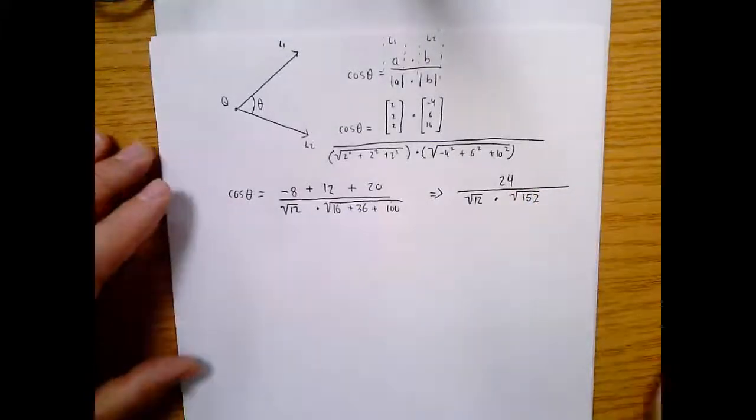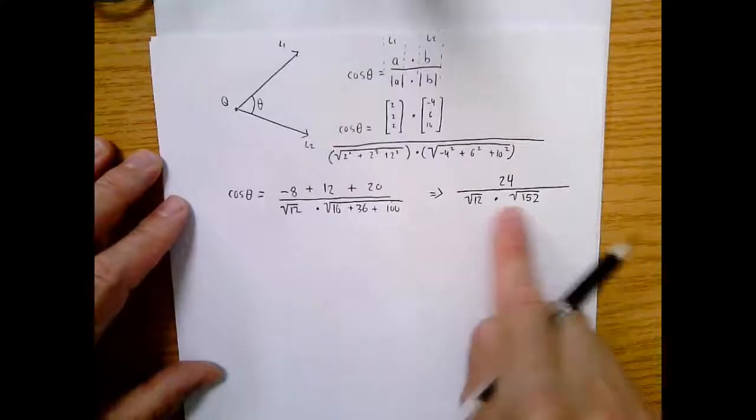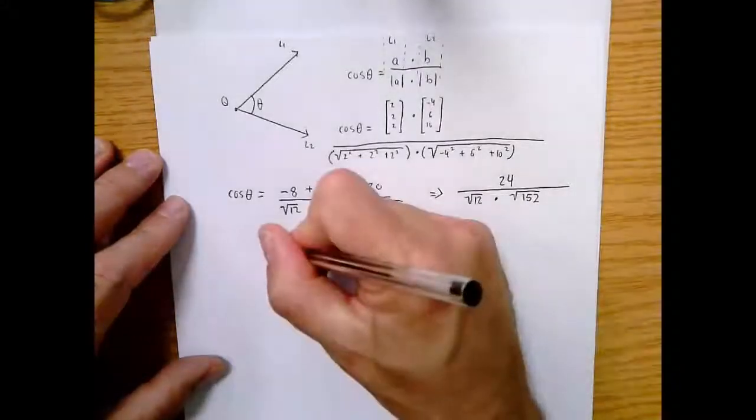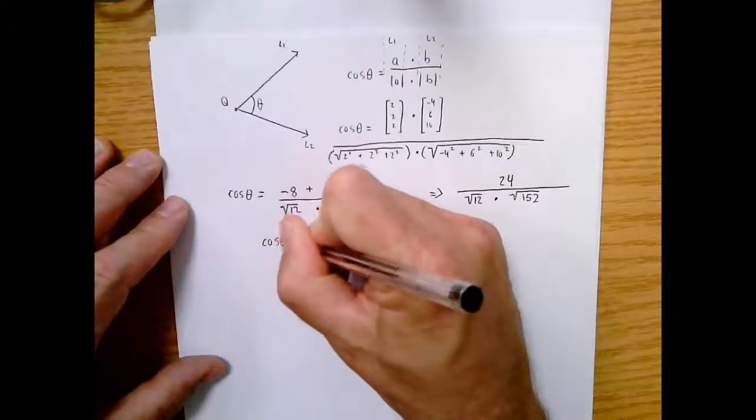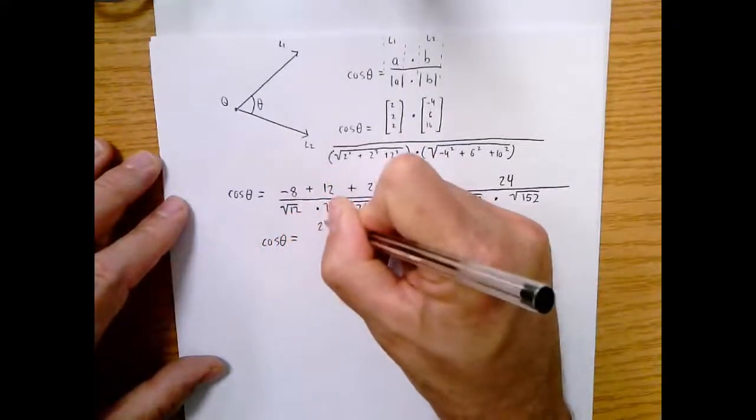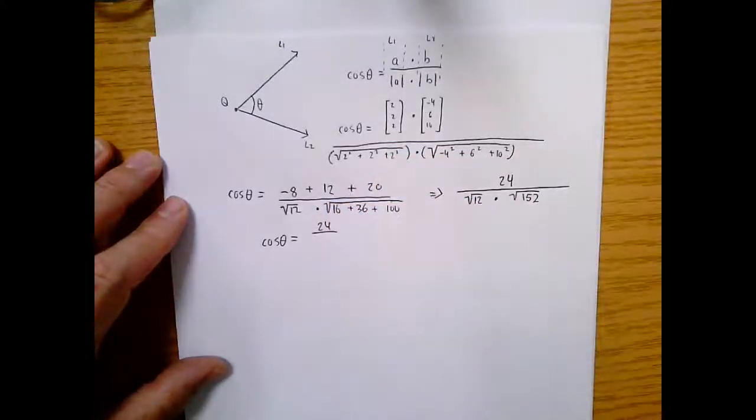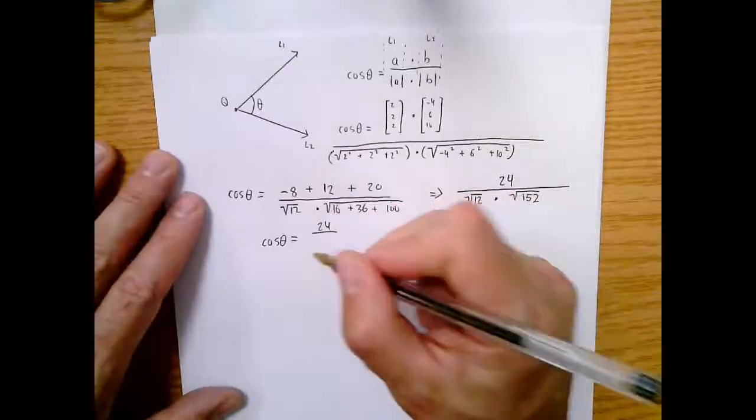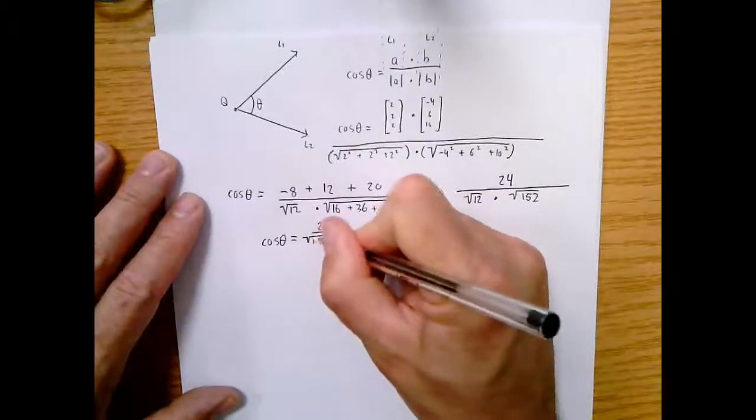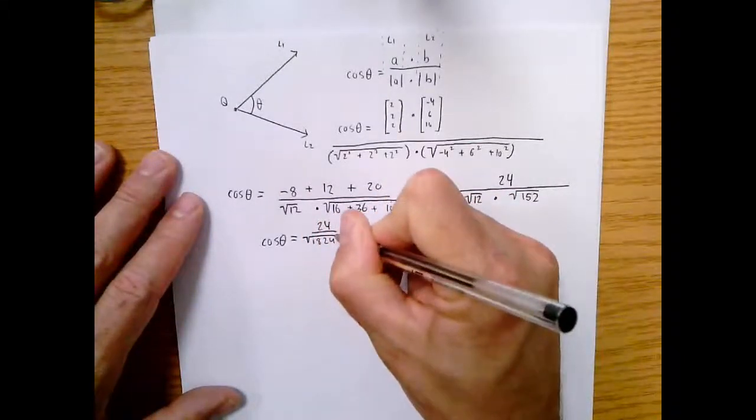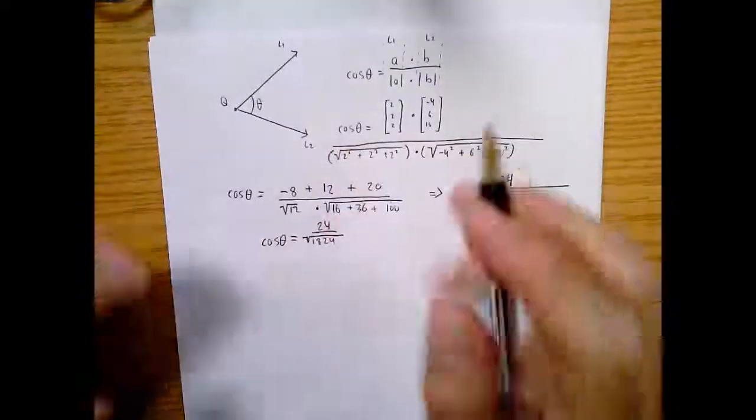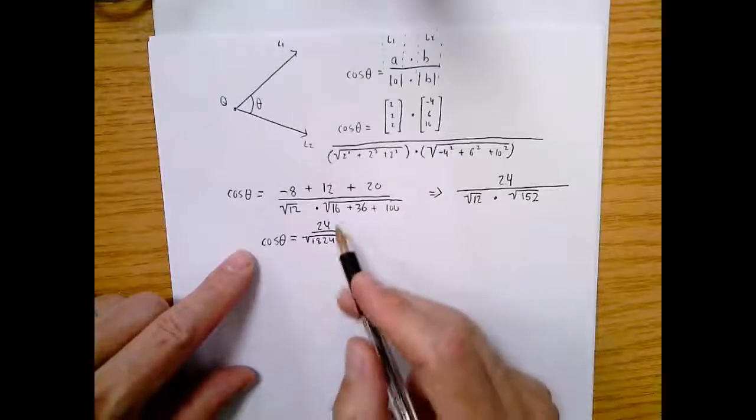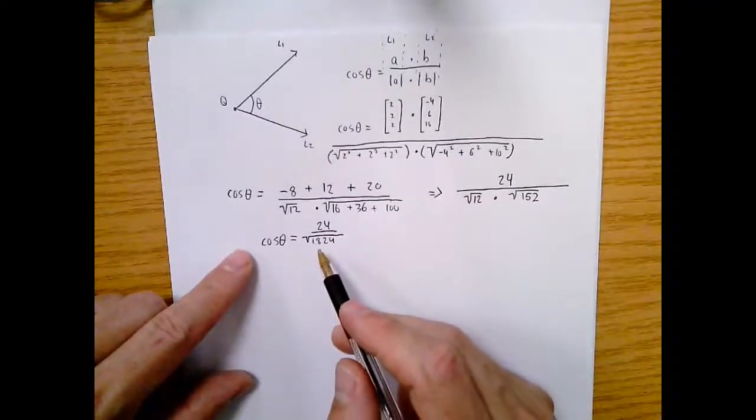Now we're cooking. Okay, so we're ready to do some math. So when you do this, remember you both are under radicals, so you can just multiply those. So here we go. Cosine theta is 24 divided by 12 times 152, which is 1,824. And there you go. You now know that cosine theta is 24 divided by the square root of 1,824.